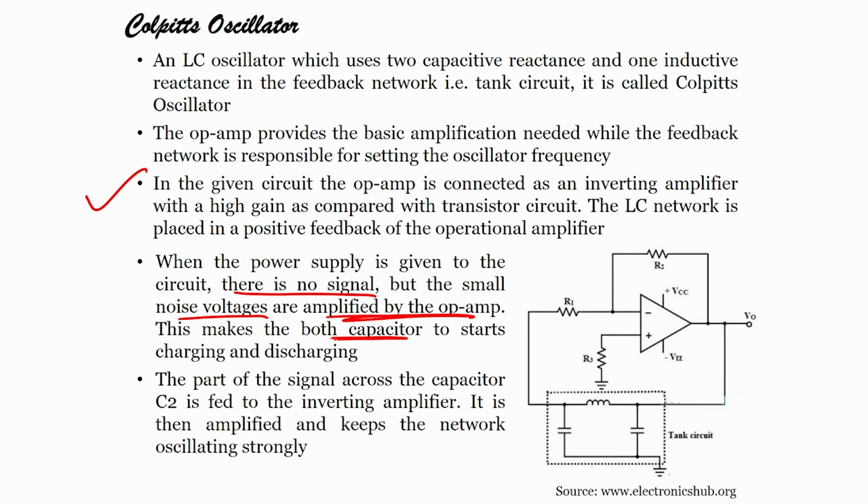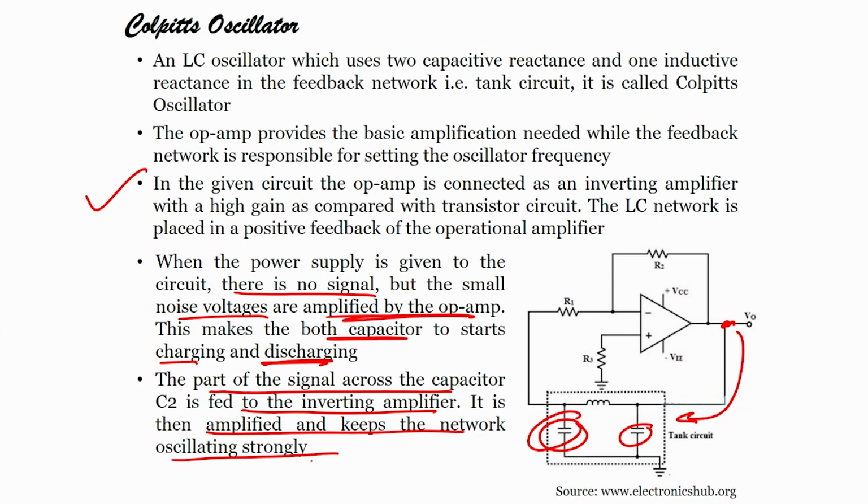This makes both capacitors start charging and discharging. When power is given, the capacitors will start charging and discharging with the help of the noise voltage, because these noise voltages are amplified and provided back to the feedback network from here, and this causes the capacitors to charge and discharge. The part of the signal across capacitor C2 is fed to the inverting amplifier. It is then amplified and keeps the network oscillating strongly. Very easy, right?